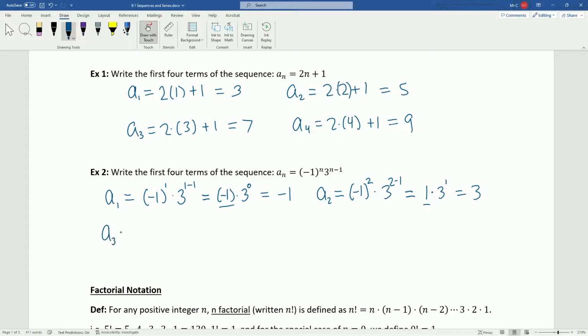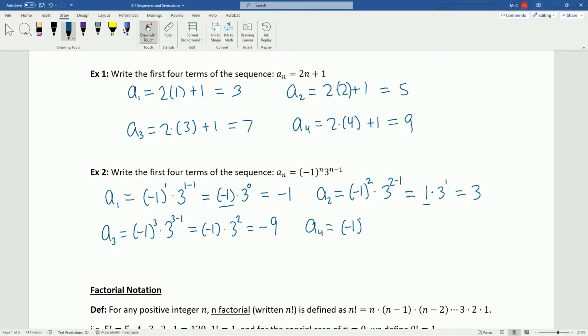So now when we look at a3, for example, we get negative 1 cubed times 3 to the 3 minus 1 power. Negative 1 cubed is negative 1. And then this is 3 squared. That's negative 1 times 9. It's negative 9. So what we should see here is that whenever we have a negative 1 to a power like that, to the nth power, or it could be n minus 1th power or n plus 1th power, whenever we have that expression, our terms are going to alternate between negative and positive. So just something to kind of put in the back of your head for now.